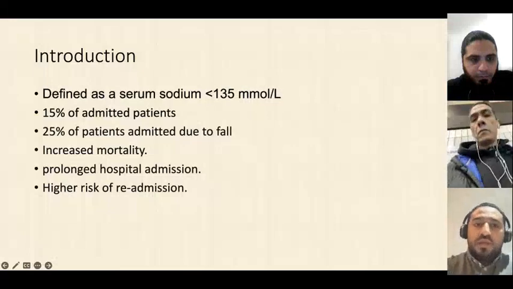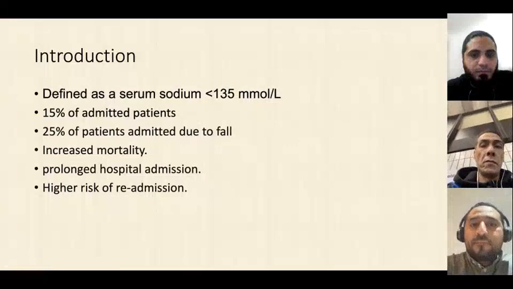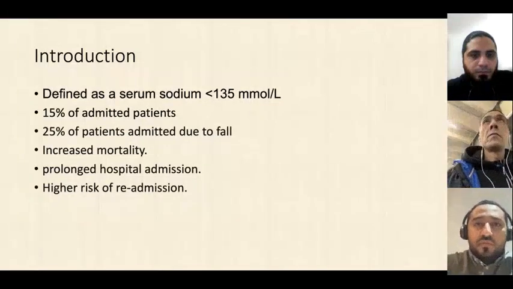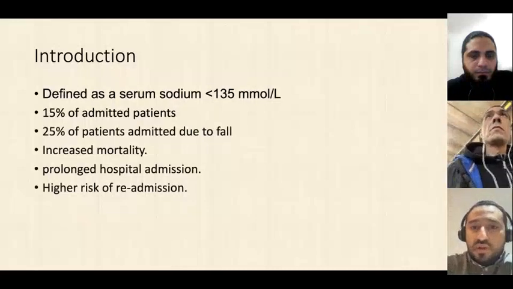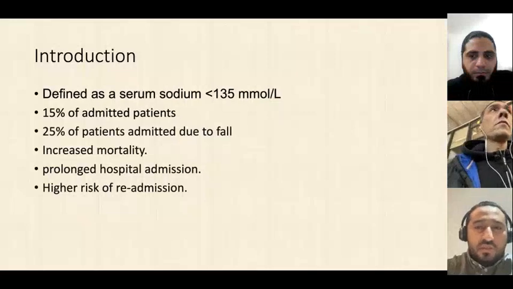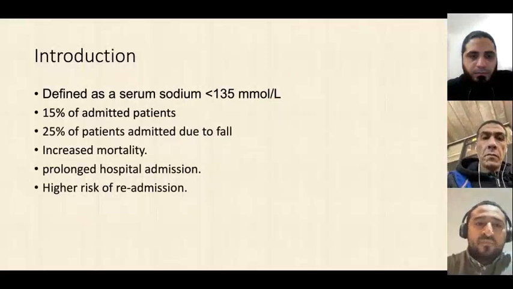So starting by defining hyponatremia, it's defined as serum sodium of less than 135 millimole per liter. We know that the normal range is 135 to 145 millimole per liter.